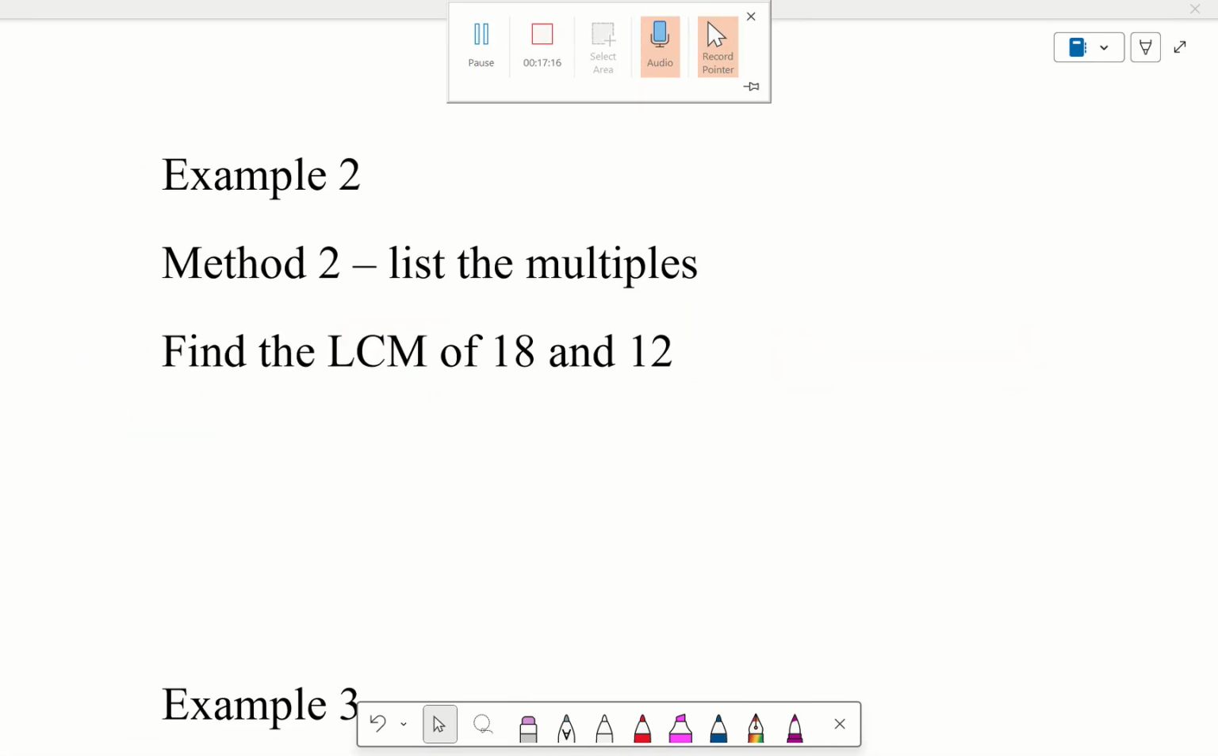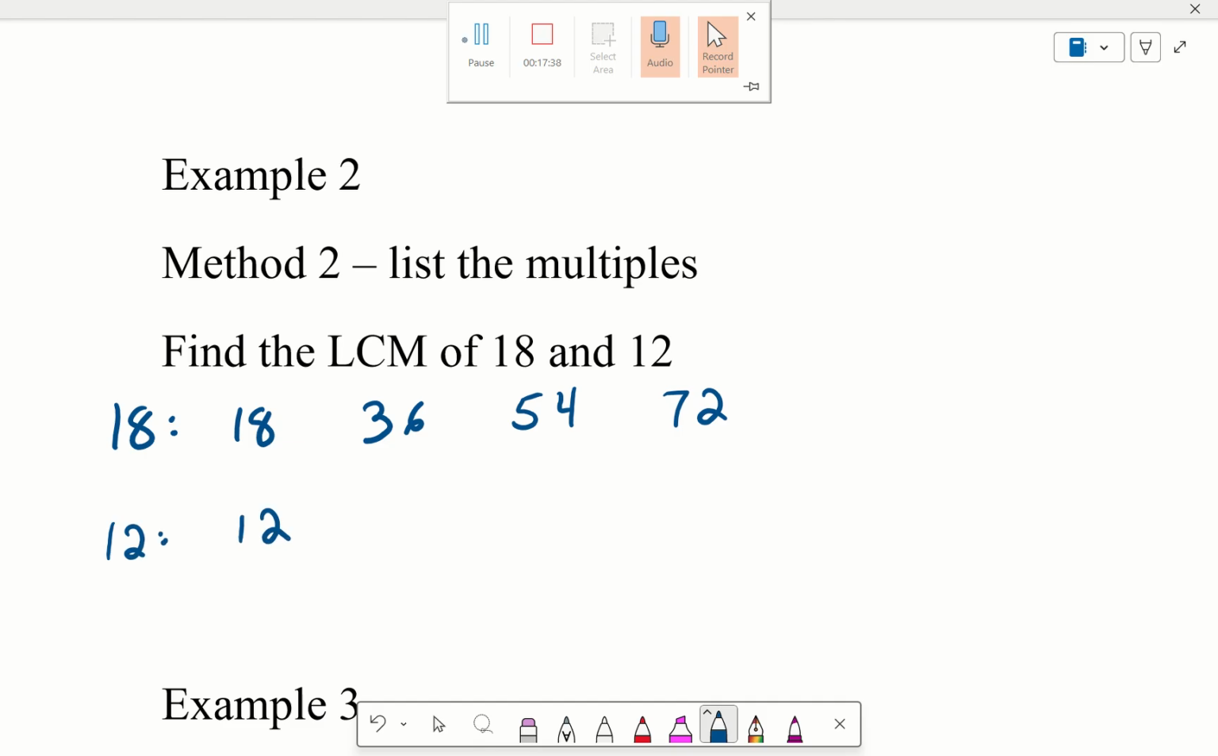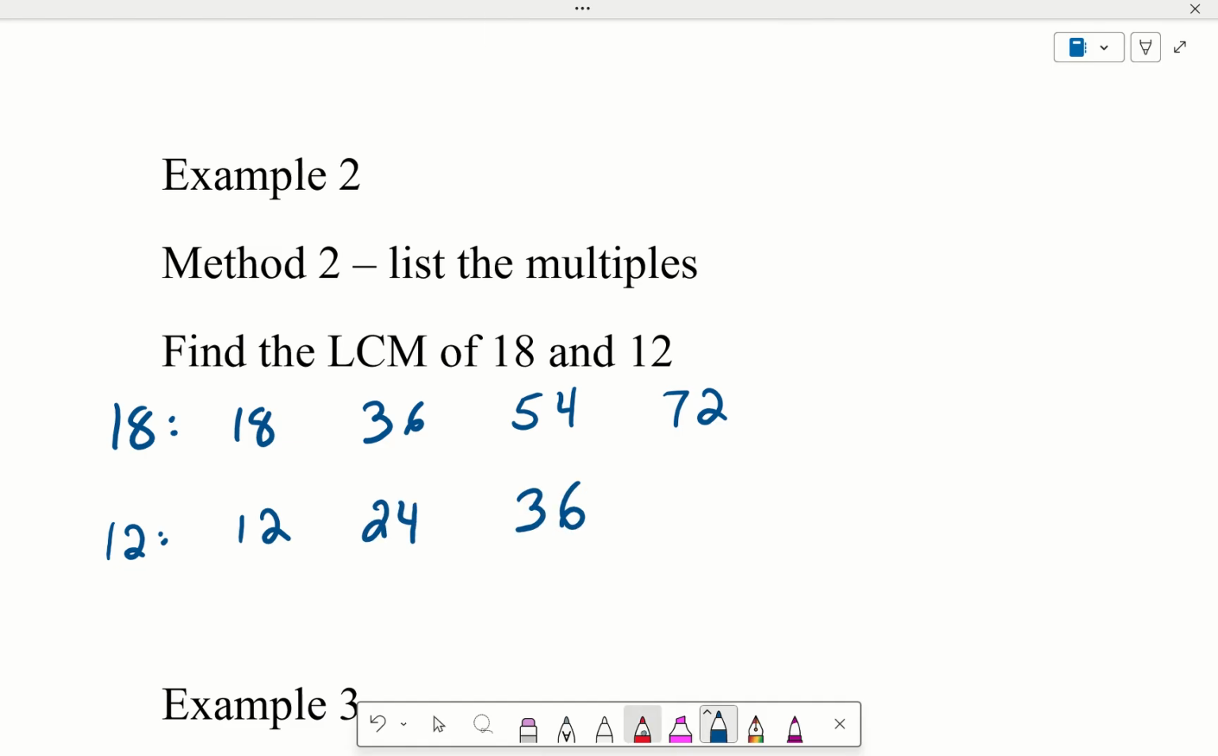Method number 2 is we can list out the multiples. So 18, what are the multiples of 18? Well, 18, 36. You don't have to use a comma if you don't want to. After 36 would come, what would that be? 54. After 54 would be 72. Let me pause there for a second. For 12, the multiples are going to be 12, 24, no matches so far. 36, oh, look at that. 36 is my LCM of these two. So the LCM is 36.